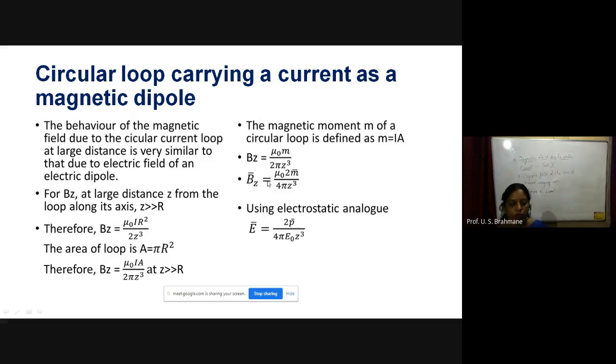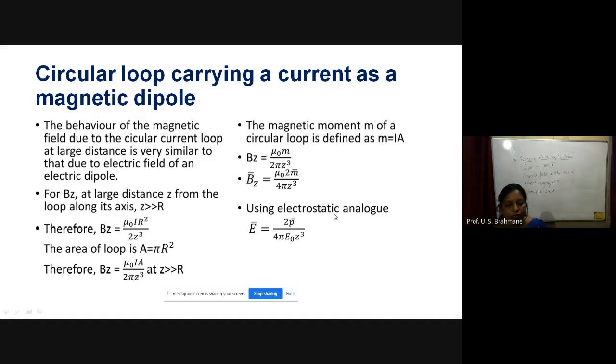So BZ equals, now you have to bring this constant into the standard form. Always remember, that is mu 0 upon 4 pi. So when you take 2 down here, multiplied by 2 it becomes 4 pi, so you multiply here also by 2. So BZ equals mu 0 upon 4 pi times 2 m vector upon Z cube.